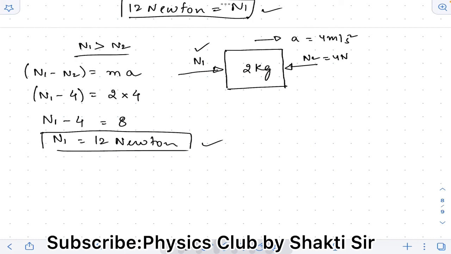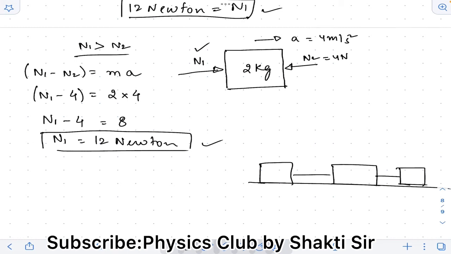In the next lecture, I am coming with how to solve numerical problems based on tension in a string, where there are several blocks, something like this. Here are several blocks connected with each other with strings. So we will discuss such numericals in the next lecture.